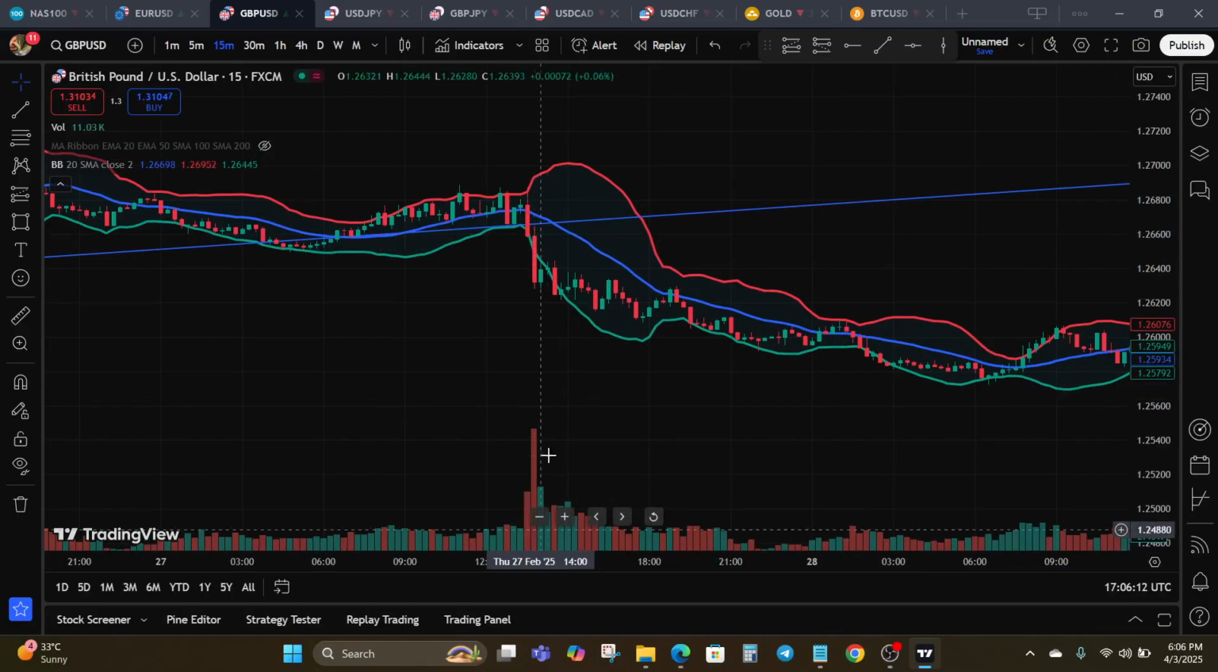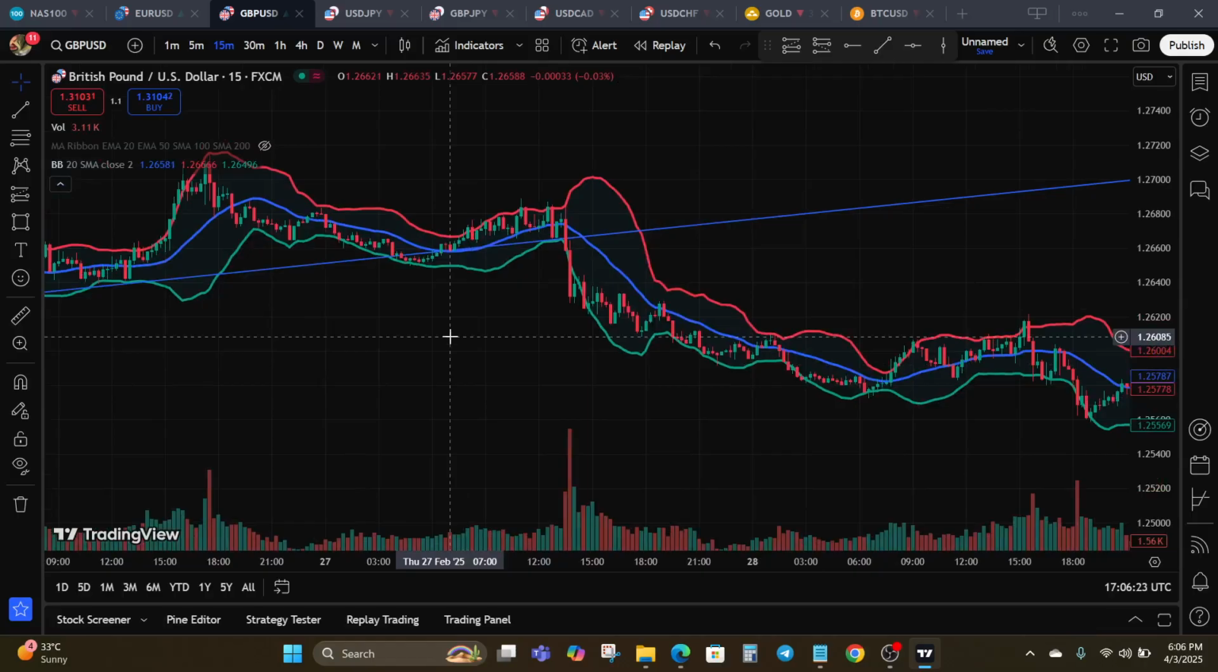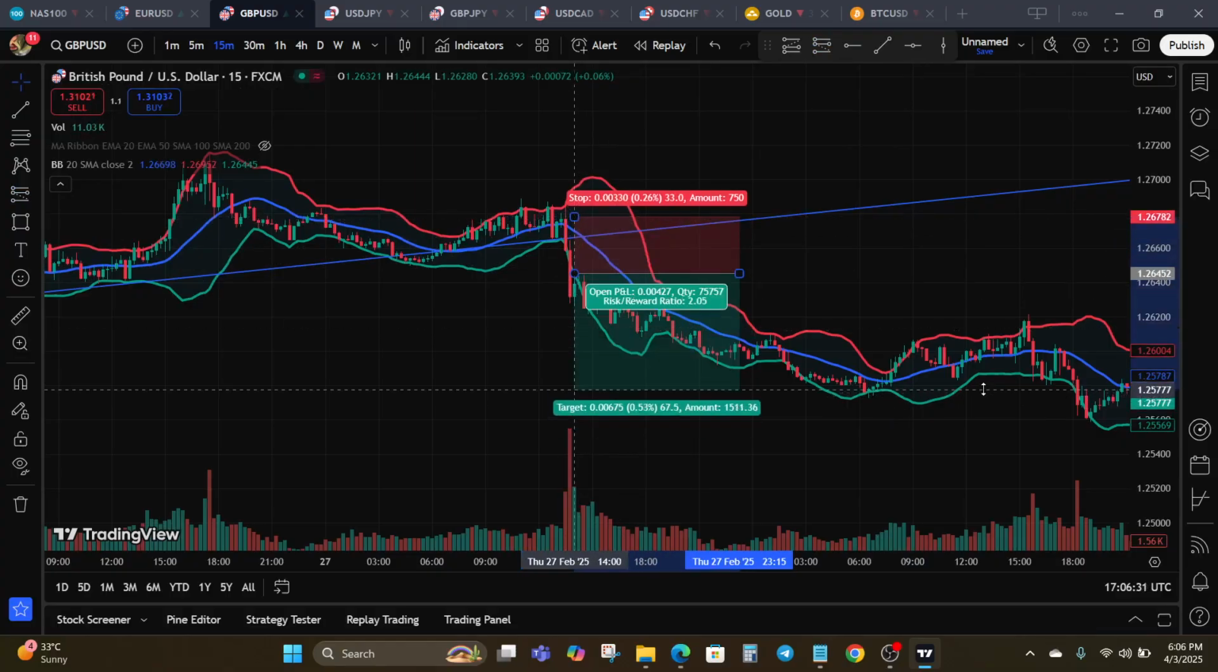And guess what? Volume backed it up. That is the reason why you should pay attention to volumes. You can see this sell backed by volume. So as a result of that, this would have been a good opportunity to enter a sell. If you had entered a sell trade around here, set your stop loss above the breakout point, and your take profit can actually be around support zones.